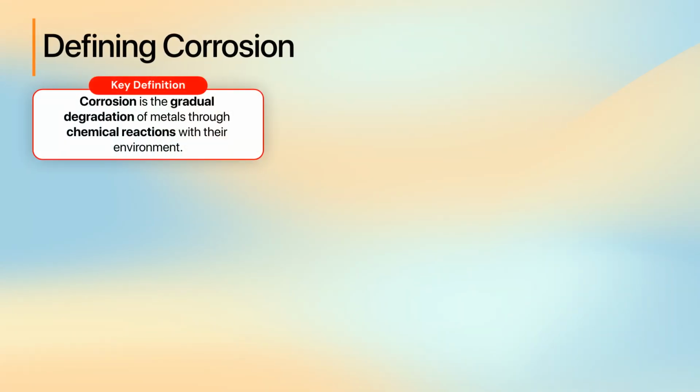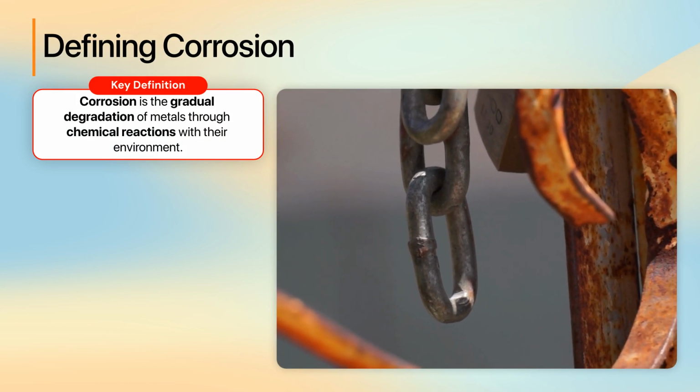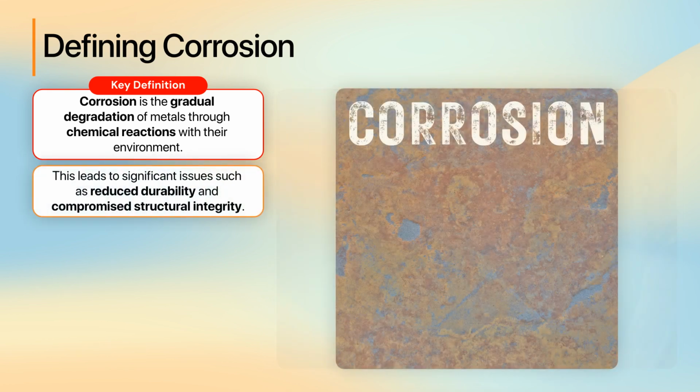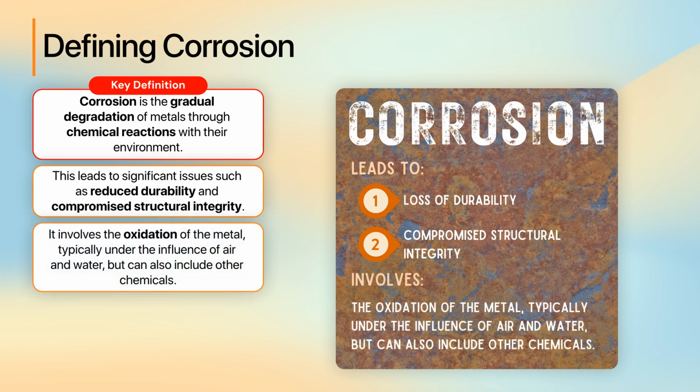Corrosion is essentially the gradual degradation of metals through chemical reactions with their environment. This process leads to significant issues such as reduced durability and compromised structural integrity. It involves the oxidation of the metal, typically under the influence of air and water, but can also include other chemicals.